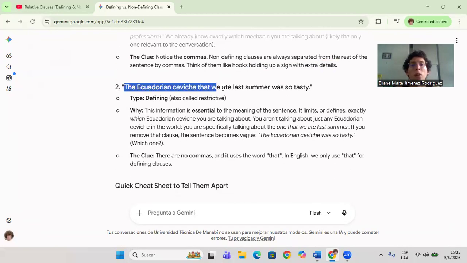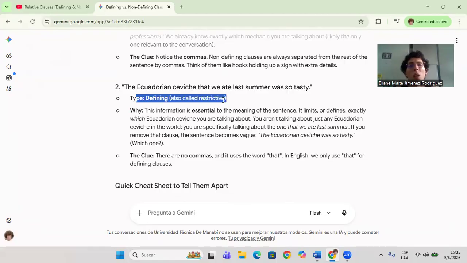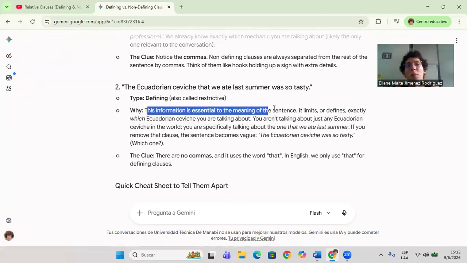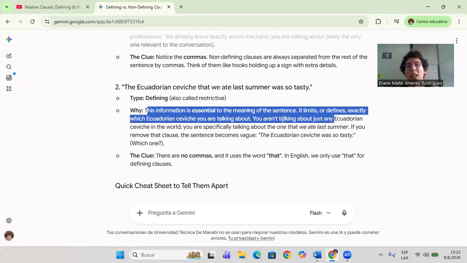2. The Ecuadorian ceviche that we ate last summer was so tasty. Type: defining, also called restrictive. Why? This information is essential to the meaning of the sentence. It limits or defines exactly which Ecuadorian ceviche you are talking about. Yes, because if I say the Ecuadorian ceviche was so tasty, but which one? The one that we ate last week? The one that we ate when? The one that we ate last summer.